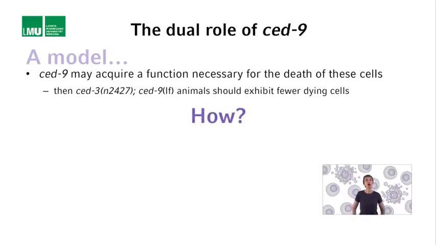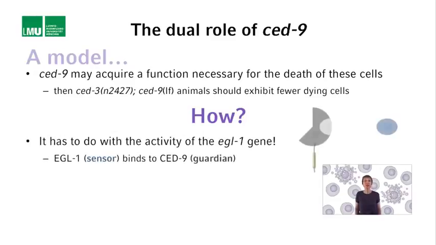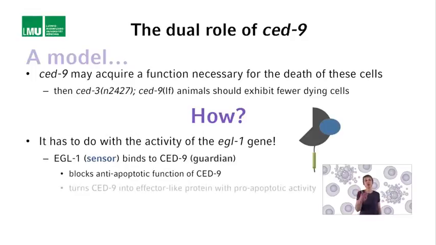How could SET9 acquire a pro-apoptotic function in those 131 cells that are programmed to die? What makes them different from the 959 cells that are programmed to survive and in which the SET9 gene is clearly necessary for survival? As we will see later, it is the activity of the AGO1 gene, which is different. We speculate that the binding of the AGO1 protein, a sensor, to the SET9 protein, a guardian, not only blocks the anti-apoptotic function of SET9, but turns it into an effector-like protein with pro-apoptotic activity.